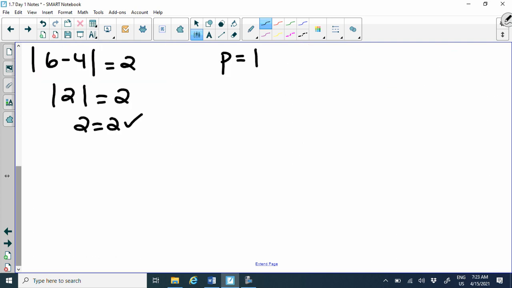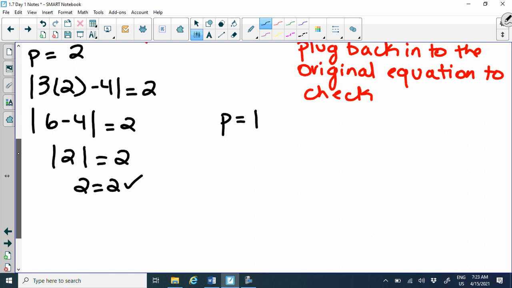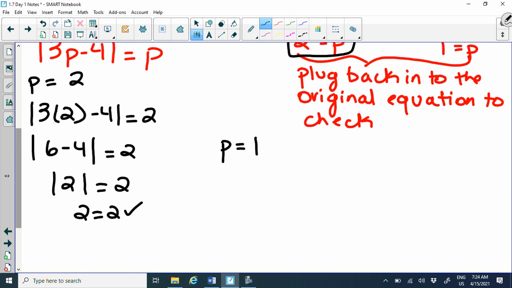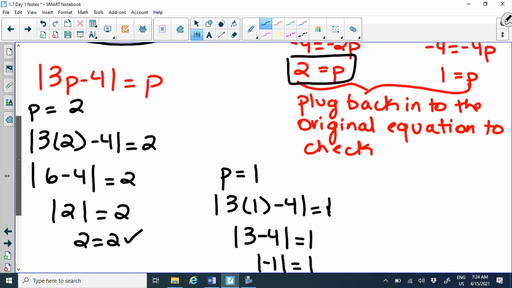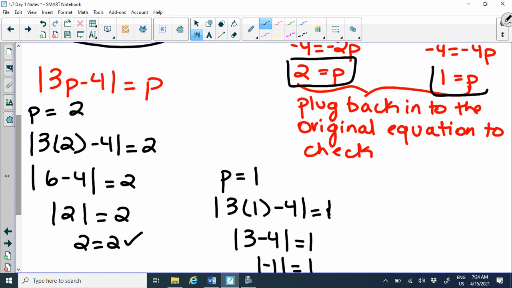So I'm going to do the same thing, plug it back into my original equation. So I have the absolute value of 3 times 1 minus 4 equals 1. So I do 3 times 1, that gives me 3 minus 4, that's still in the absolute value bars. Well, then we do 3 minus 4, that gives me negative 1. Well, what's the absolute value of negative 1? That's going to be positive 1. And so we have 1 equals 1, that is a true statement. So both of these actually work. So here we have 2 solutions, p equals 2 and p equals 1.